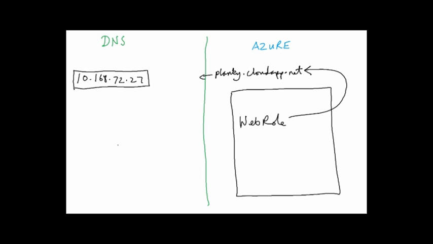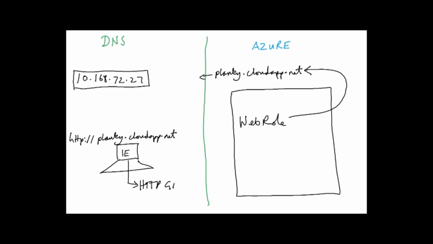So if we have somebody sat at a laptop with, let's just say, Internet Explorer, and they type into their web browser http:// and they type planky.cloudapp.net. Let's have a look first of all what happens. Well, the first thing that happens is that IE goes away and formats a HTTP GET request. It's going to ask for the default document, and it needs to send that to a specific IP address.